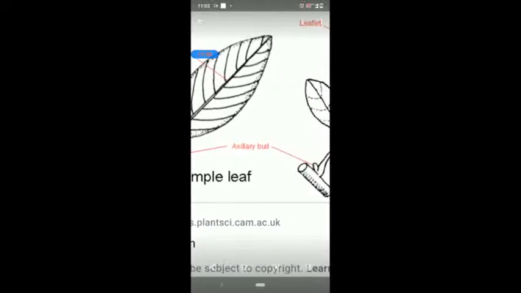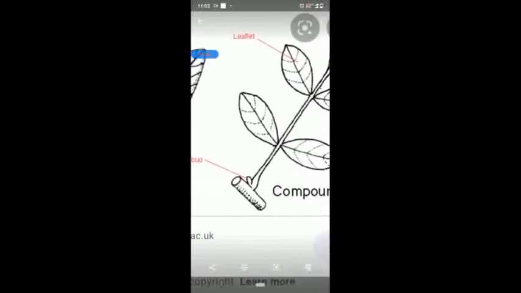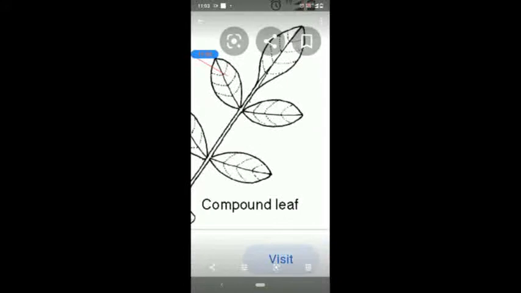And when the leaf blade of a leaf of some plants is divided into small parts called leaflets, this leaf is called a compound leaf.